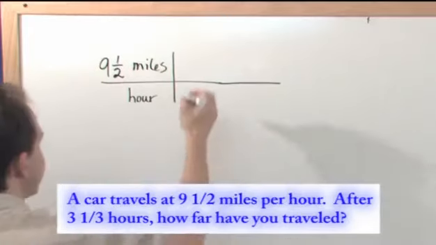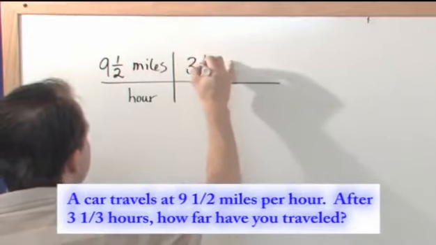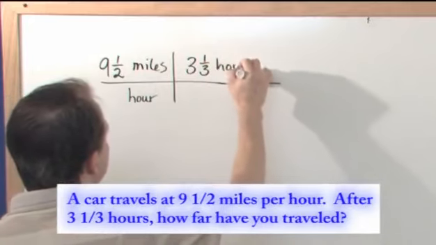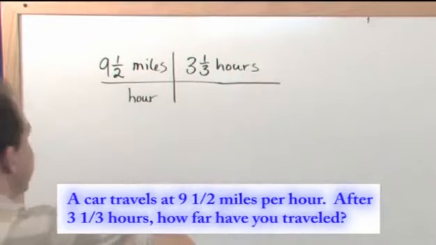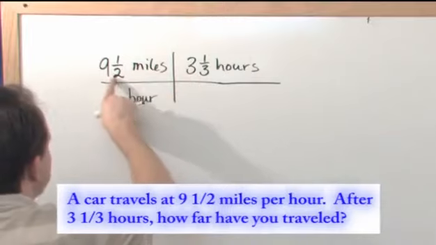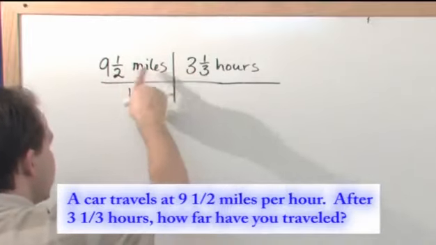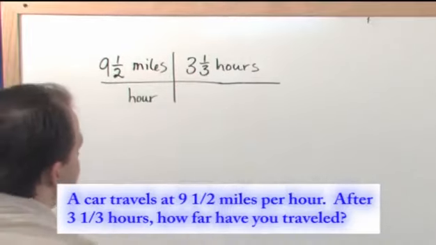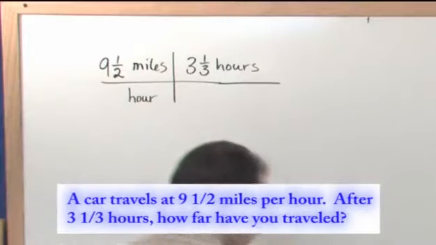Let's just say that you wrote it like this: 3 1/3 hours. Okay, let's say you were going to try to do this, and this would mean multiplication because these are both on the top. 9.5 times 3.5, they're multiplied. Anything on the bottom is divided by.